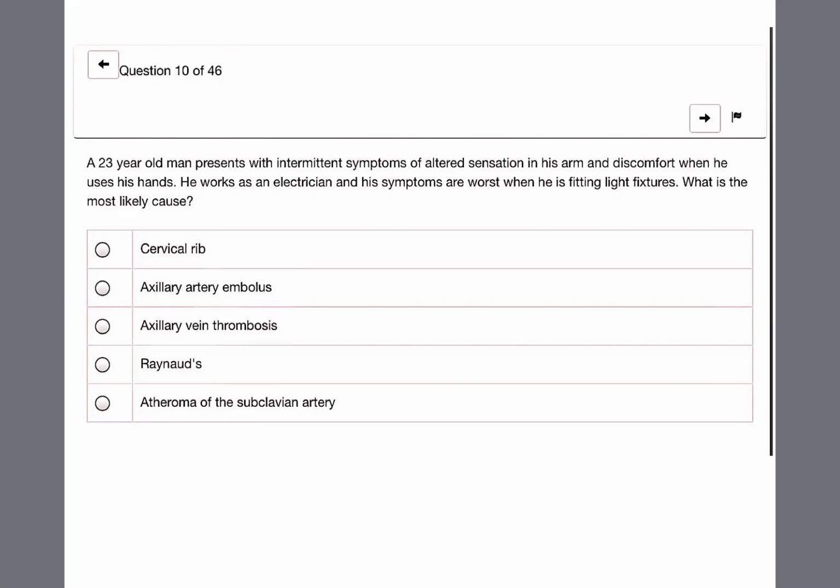Exactly. So other options. Other option is non-logic.